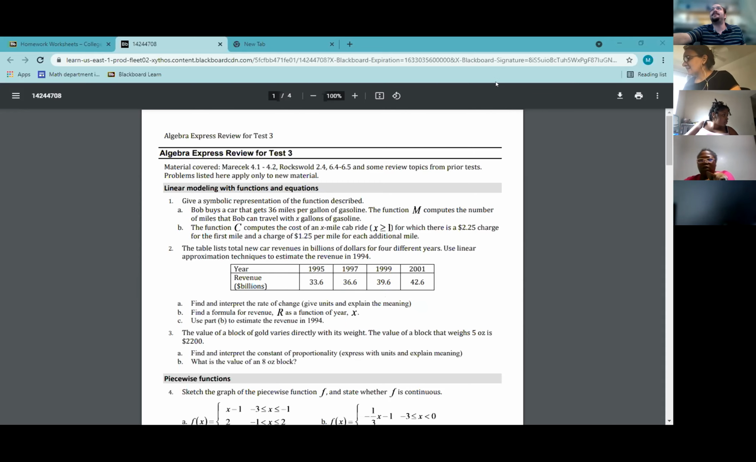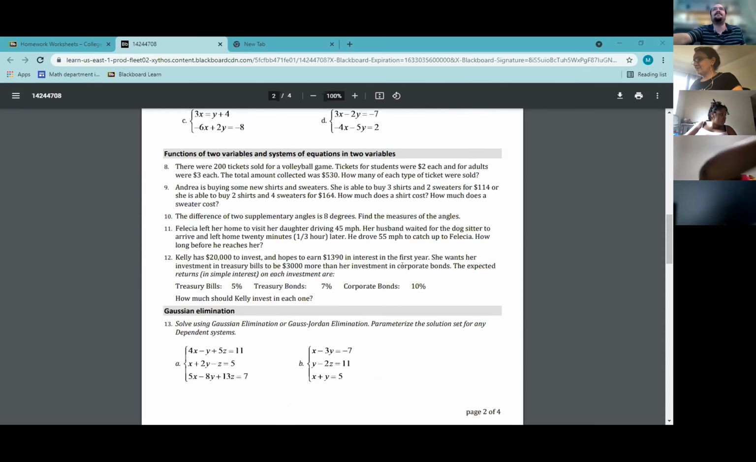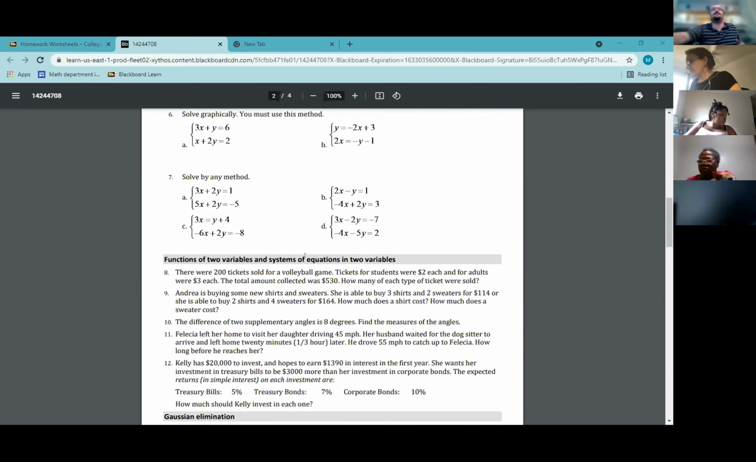Okay, so any questions before we go to groups? So 7 and 8, we're finishing off 7, systems of equations, and then we're going to jump into some word problems. Okay, I'm going to open up groups. Someone asked something?